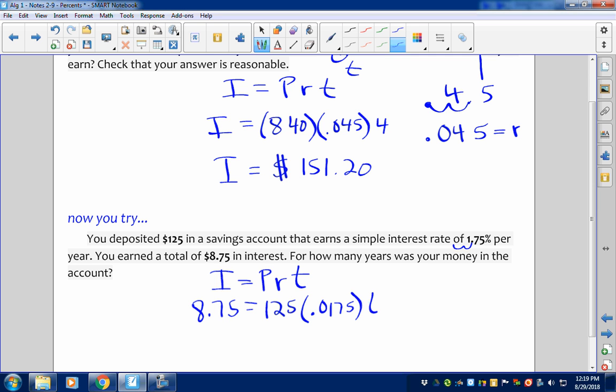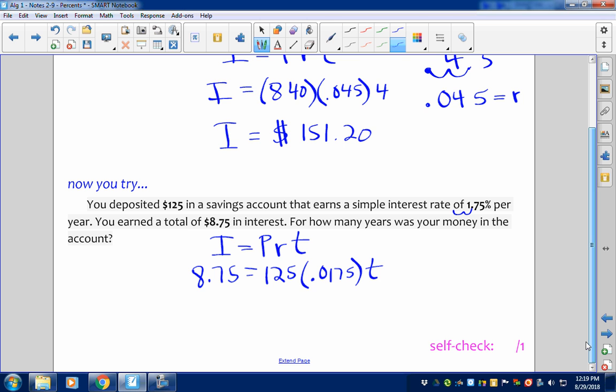So, going back to our one-steppers, how do I get t by itself? What do I have to do to each side? Well, not quite subtract. That's good. You're thinking right, inverse operations, but what does this mean when you have parentheses next? Yeah, you've got to divide each side. So divide by 125 times 0.0175. That will get rid of it there. If you wanted to do the multiplication first, you could.